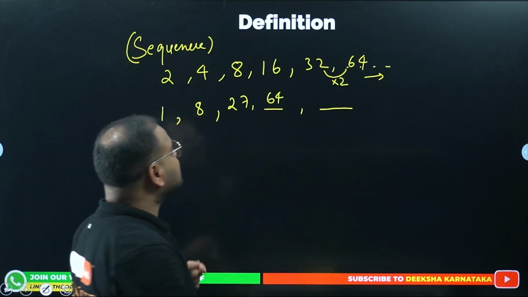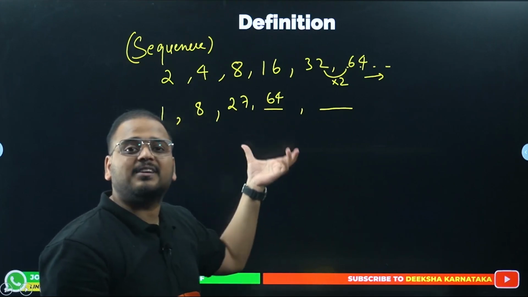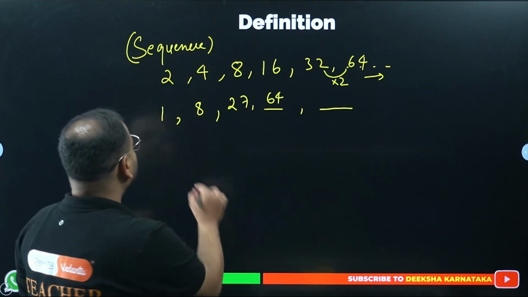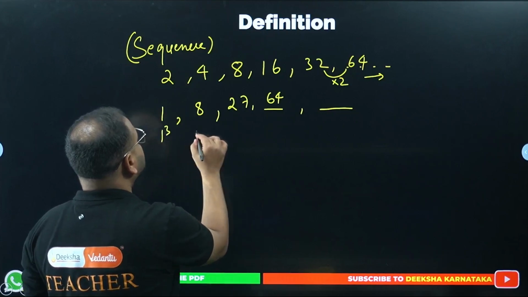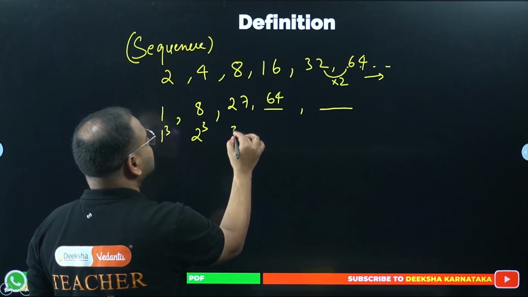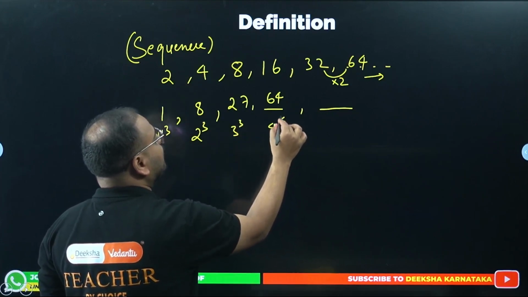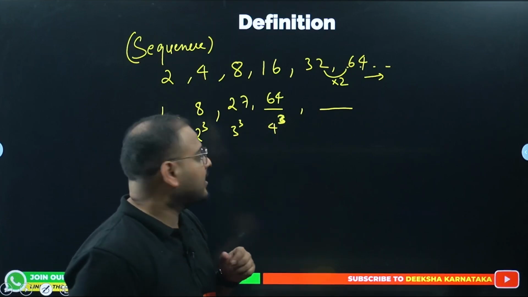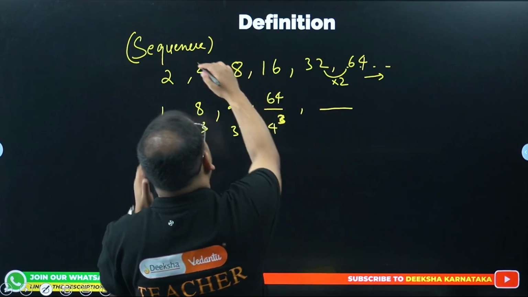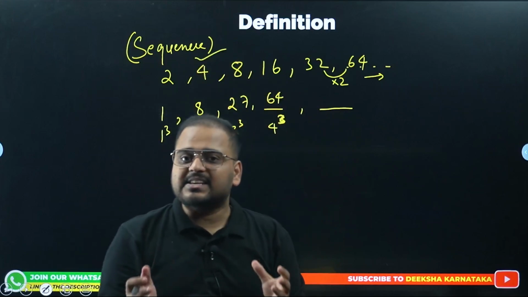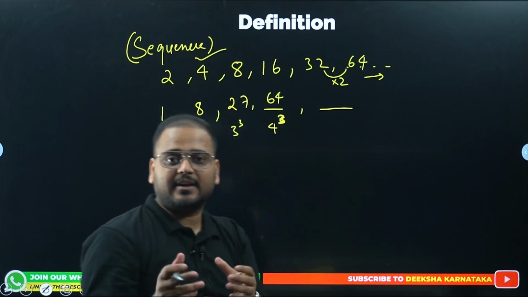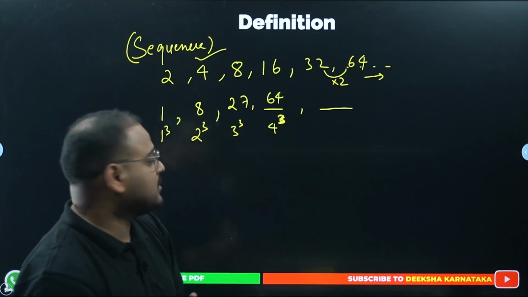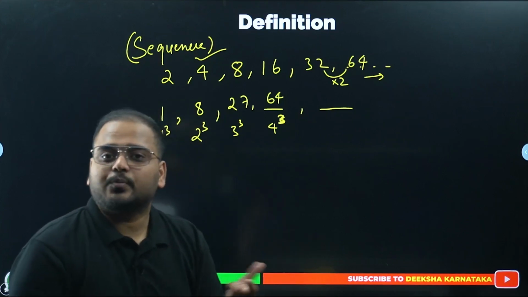So what is this? This is nothing but the cube of the first n natural numbers. First natural number is 1, second natural number is 2. So this is 1 cube, this is 2 cube, this is 3 cube, and this will be 4 cube. I hope this is clear. Even this series can be called a sequence. So any series which has some pattern in it, and using that pattern we are able to identify the next set of numbers, then we can call that series a sequence.